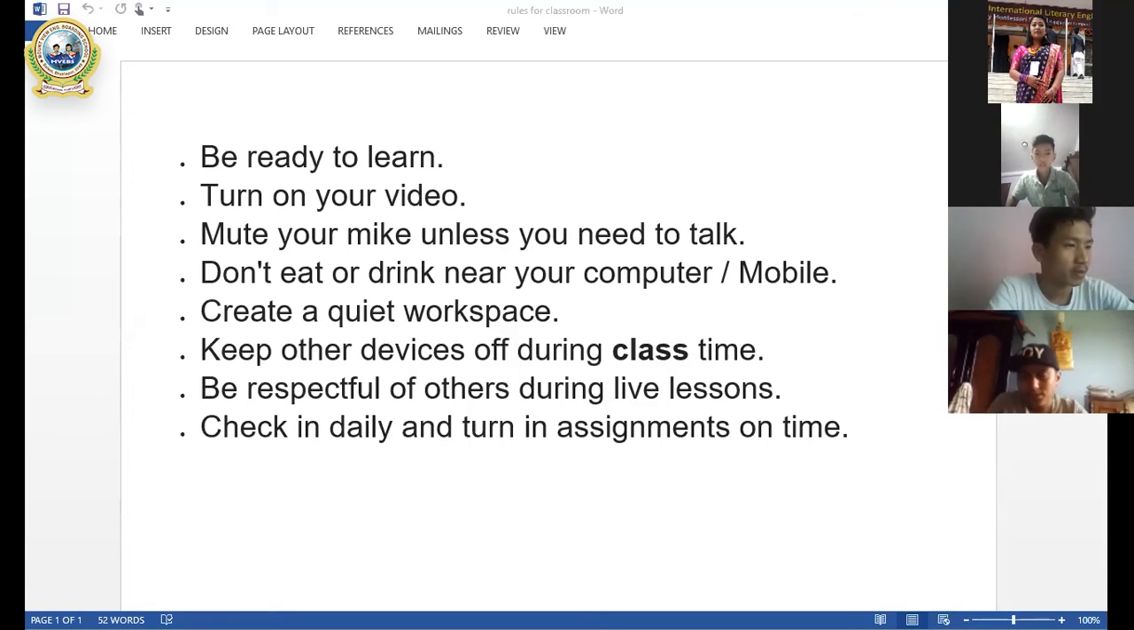Let's wait for a couple of minutes and just wait for your friends. Till then, please read out the rules and please respect it and follow it and act accordingly.